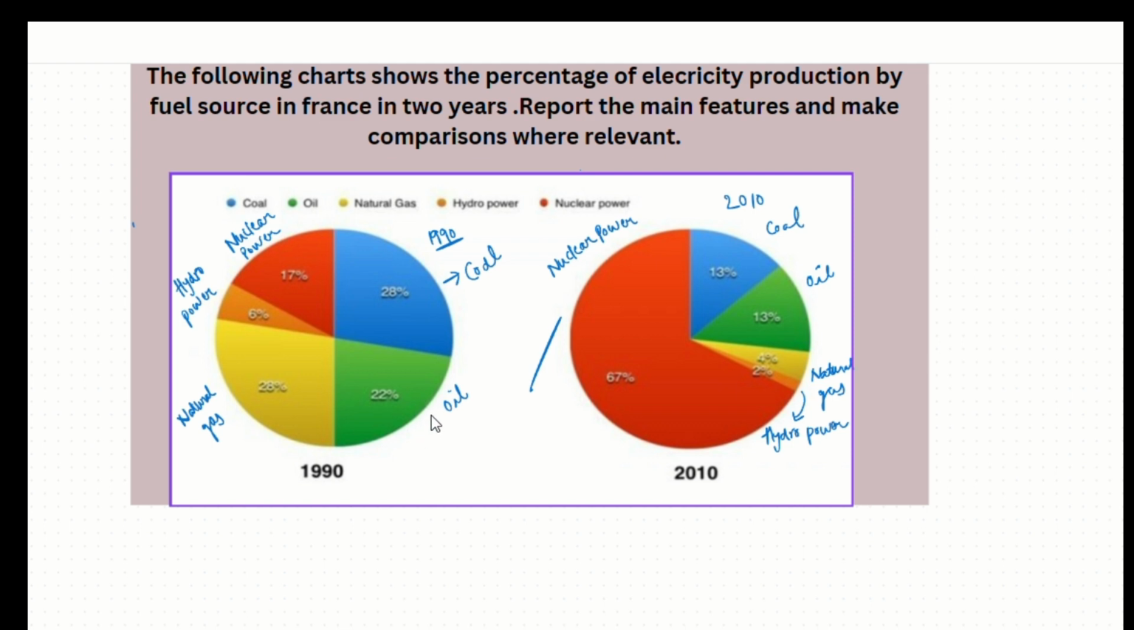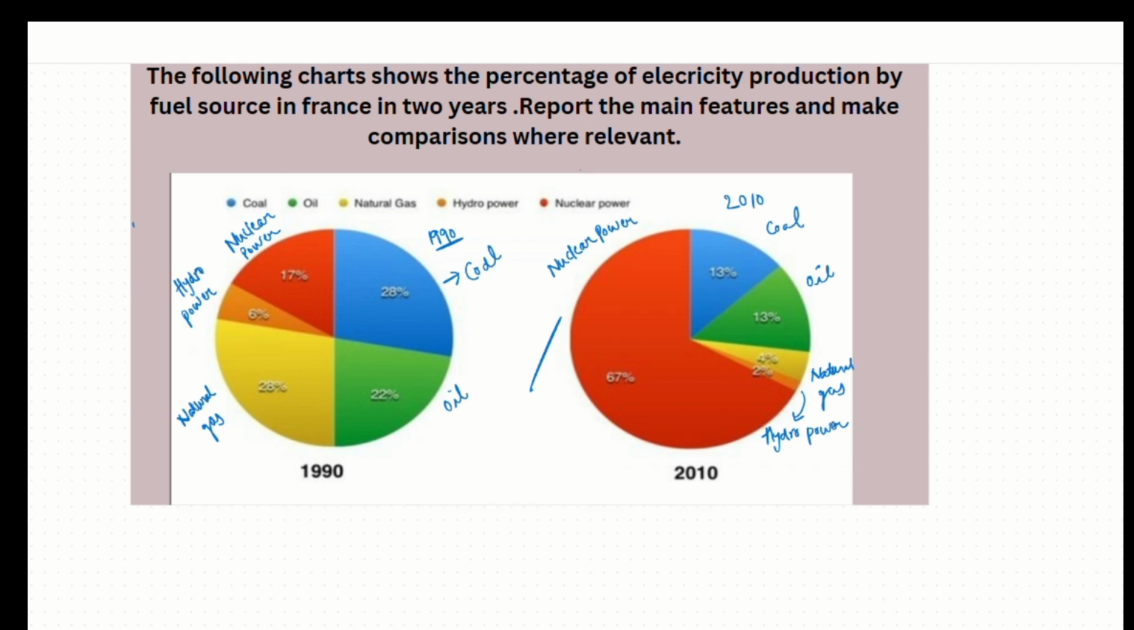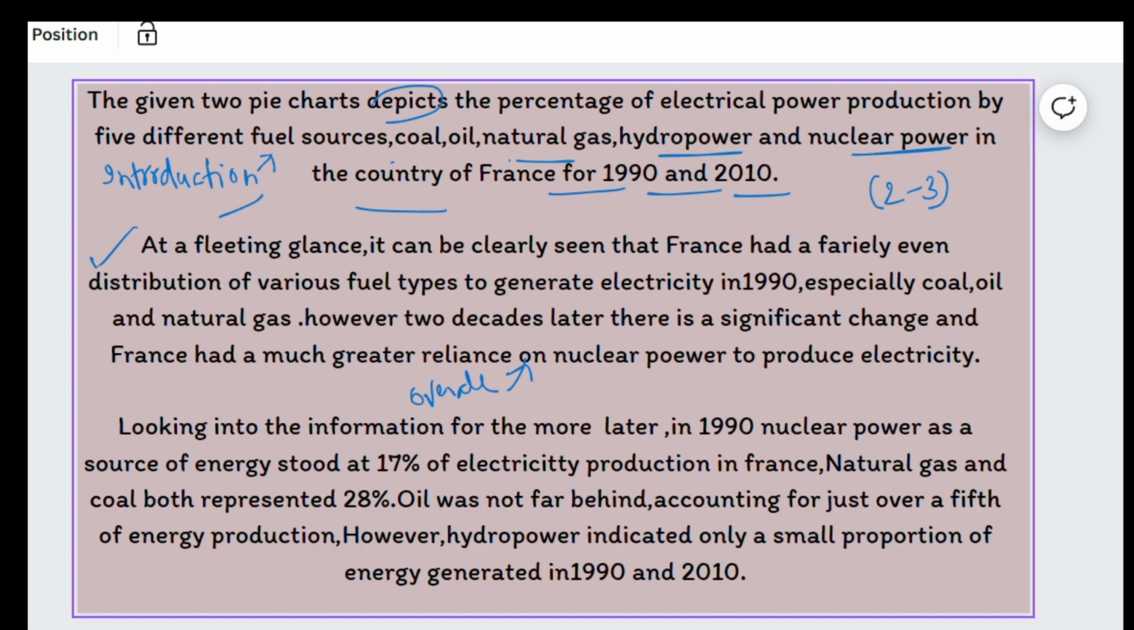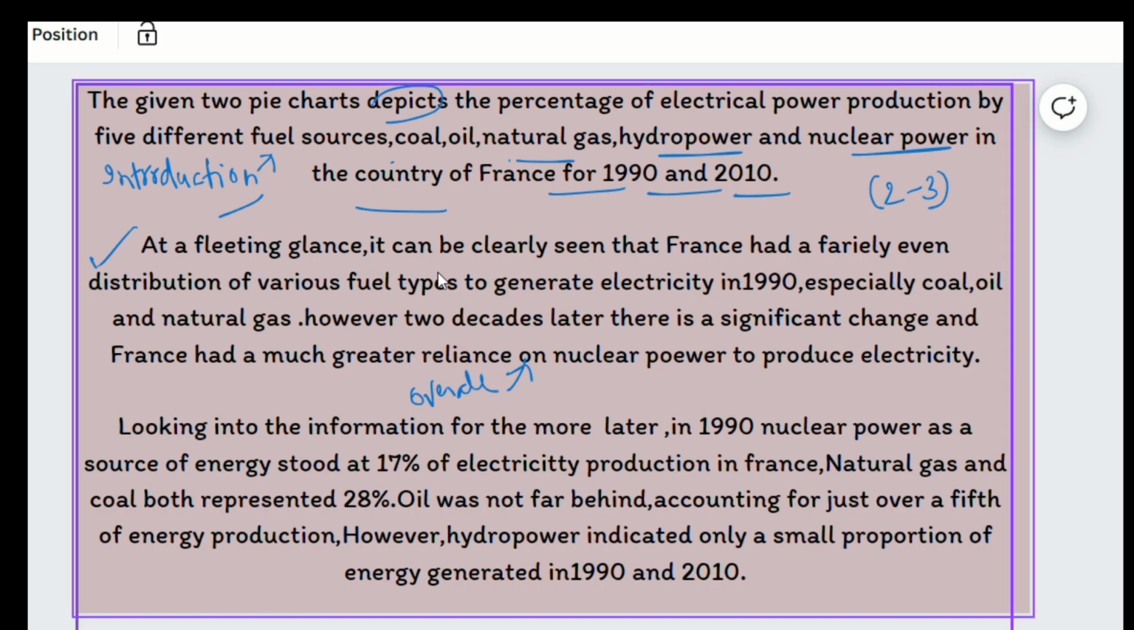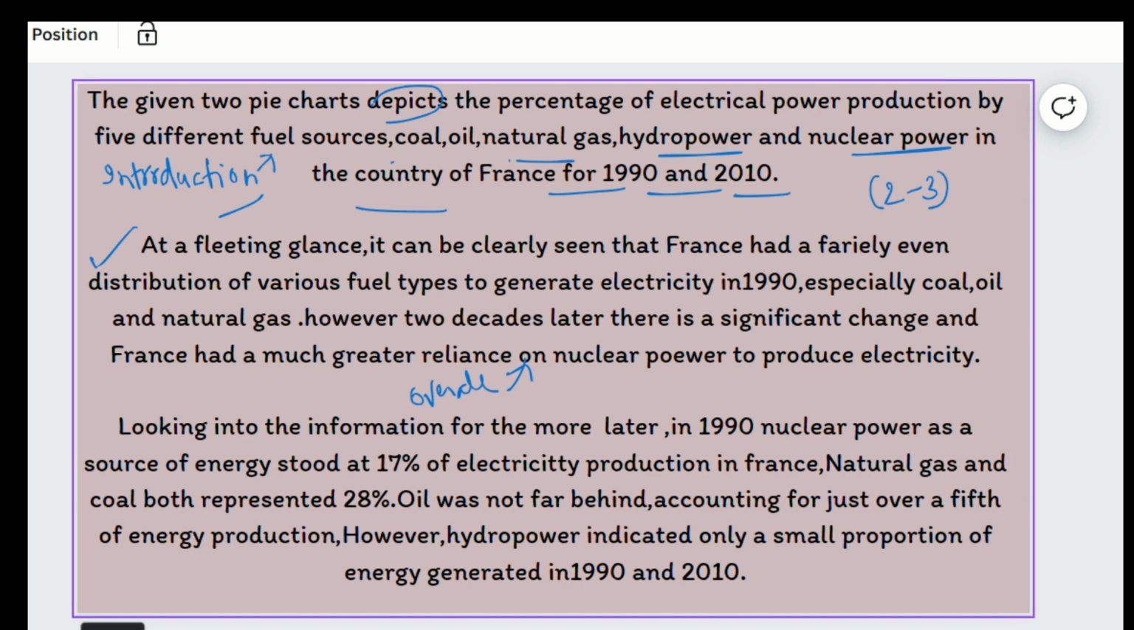So they are fairly distributed. So here we use this line: at a fleeting glance it can be clearly seen that France had a fairly even distribution, meaning the same distribution, of various fuel types to generate electricity in 1990, especially coal, oil and natural gas. Then you have to mention the other pie chart, that is 2010.